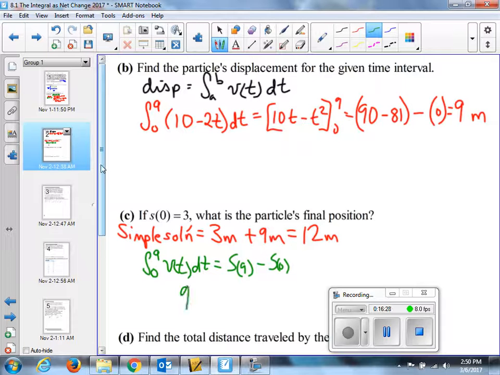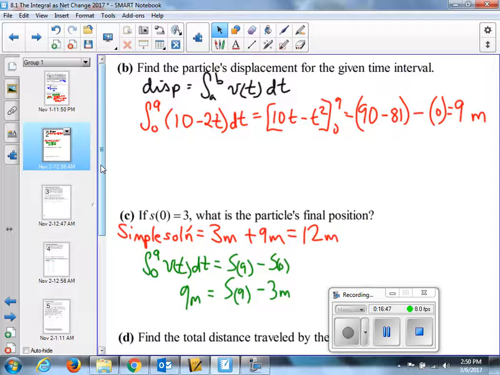It's 9 meters. S of 9 is what we're looking for. And we're told that S of 0 is 3 meters. Don't we get the same answer? Yeah, we do. Use the abstract way if you can't just do the simple solution, like where I'd expect people to be able to just jump into it. That other one's the fundamental theorem of calculus, part 2. Antiderivatives. The difference in antiderivatives is what the integral is.